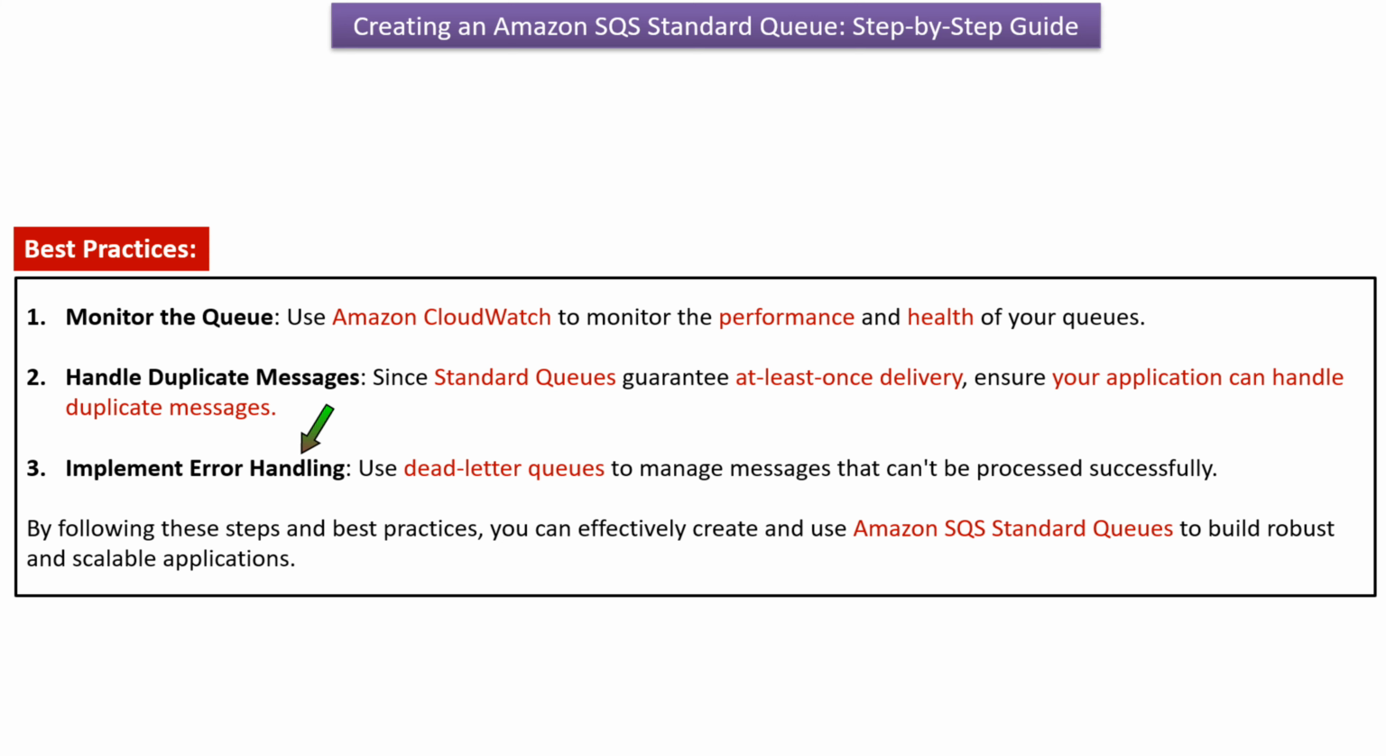Third one is implement error handling. Use dead letter queues to manage messages that cannot be processed successfully. By following these steps and best practices, you can effectively create and use Amazon SQS standard queues to build robust and scalable applications.